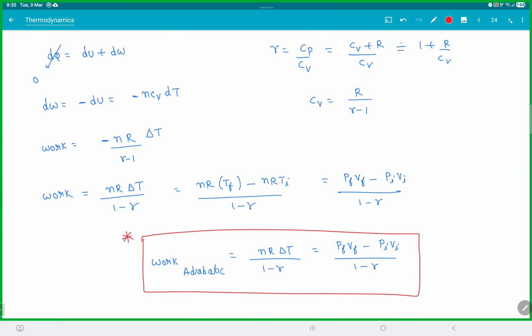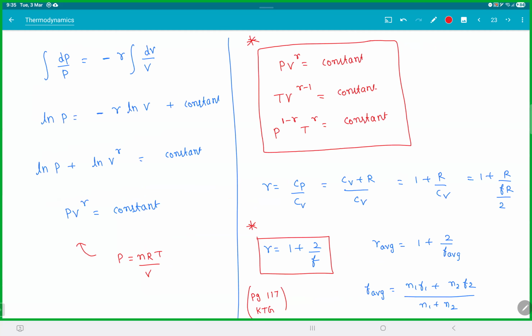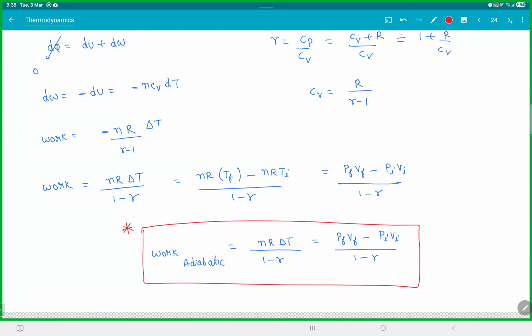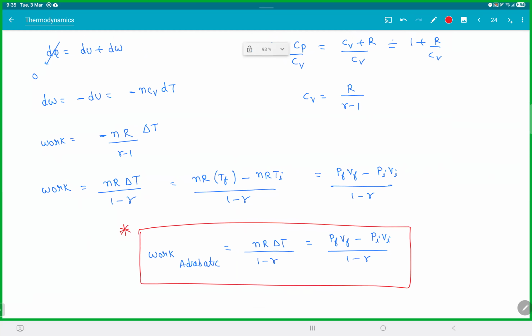And what is the molar heat capacity for an adiabatic process? The molar heat capacity for an adiabatic process is 0. You can change the temperature without giving any heat. So mathematically the dQ is 0, so this is 0. Those are also important questions. So molar heat capacity for isothermal is infinity, and for adiabatic it is 0.